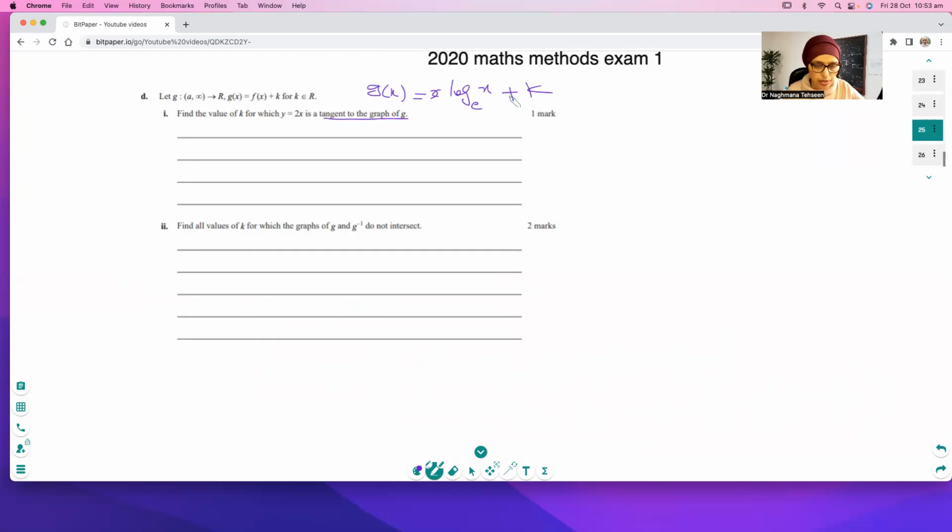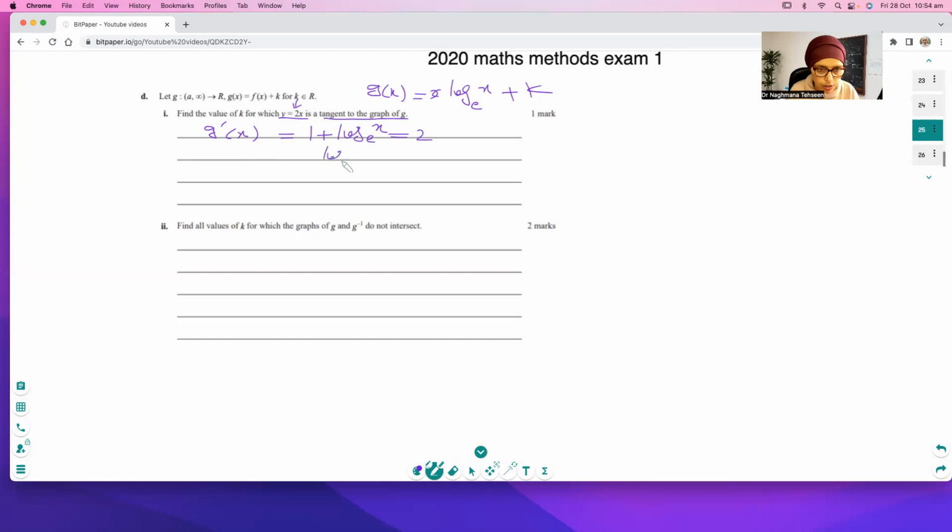Okay, so we're talking about the tangent. So what would be g dash of x? G dash of x is going to give us the gradient, right? So we're looking for g dash of x is equal to, k is a number, right? So that gives you 1 plus log e x. We already did that in the previous question. Now we're saying this is our g dash of x, and y is equal to 2x is the tangent. What does that mean? That means 1 plus this is equal to 2 because that's the gradient, and here the gradient is 2, so that's equal.